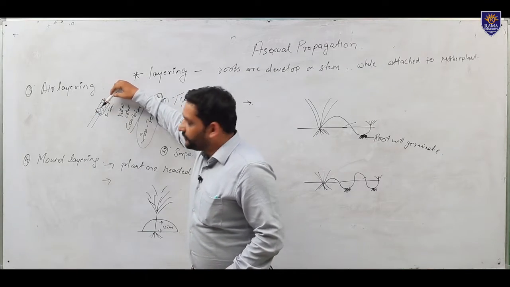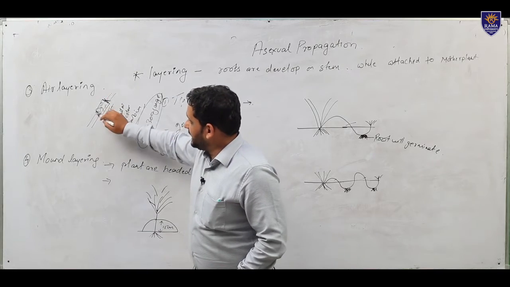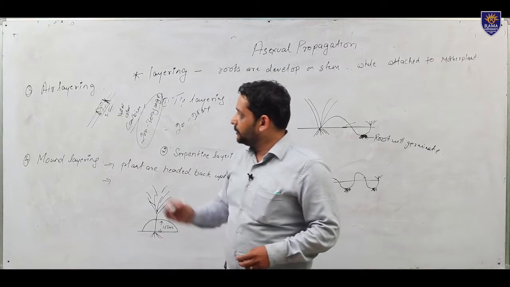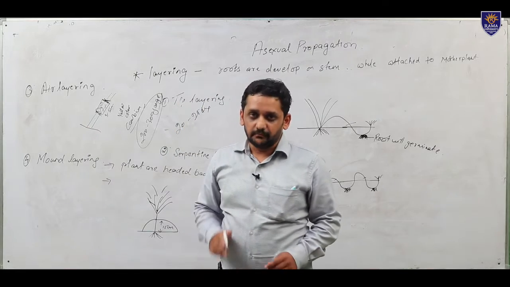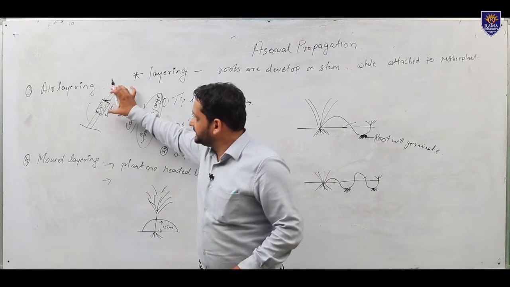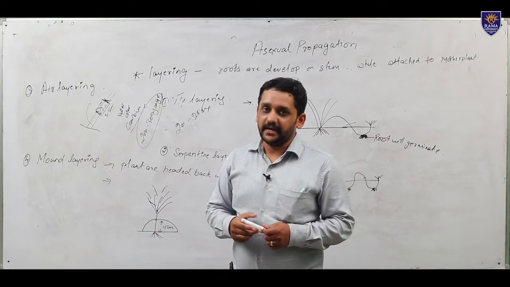when you remove the moss grass, you will see that the cambium has developed the root, and when the root is developed, we will detach it from the mother plant and we can grow this part as an individual plant. This process is known as the air layering.